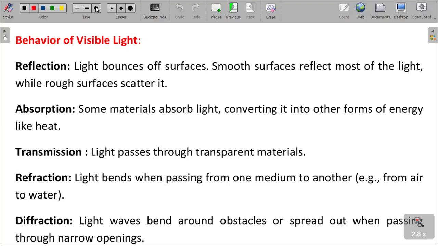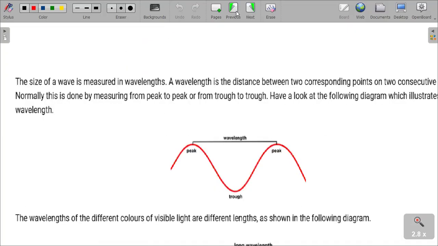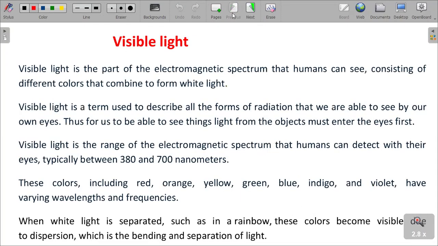Natural Sciences, Grade 8 students. We just want to quickly talk about visible light as part of our syllabus requirement. So what is visible light, and what are some of its properties and characteristics? That is what we are going to talk about.